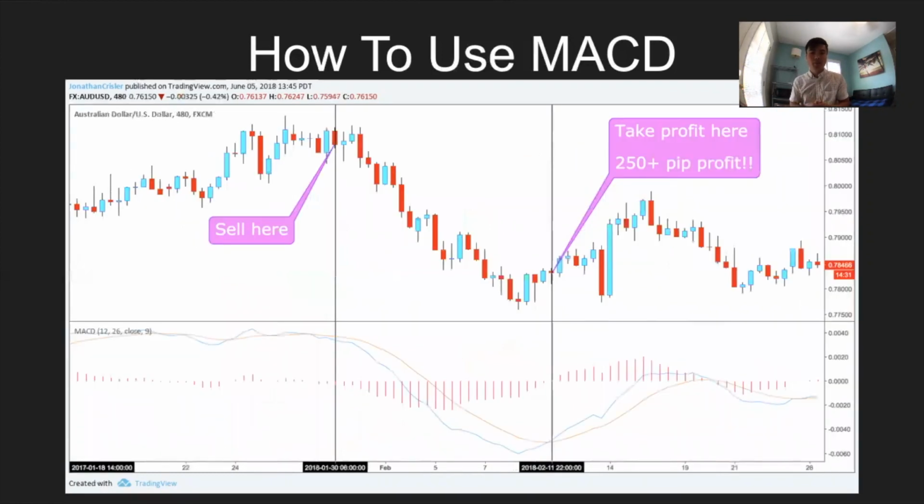Here's another example. We see where it says sell here, the MACD crossed over in a bearish way. Then we take profit where it crossed over in a bullish way. Take that 250 pip profit. That's $2,500 with a standard or $250 with a mini lot.